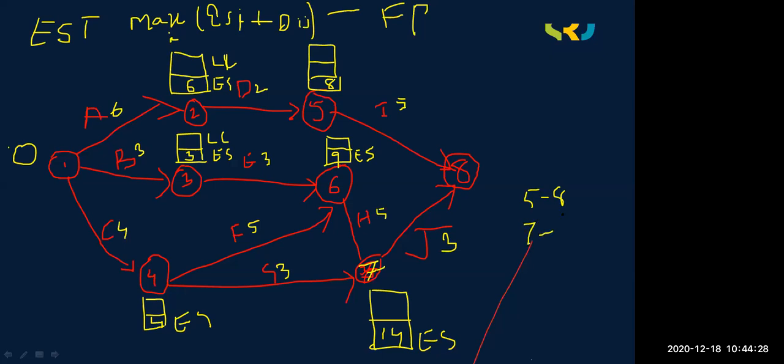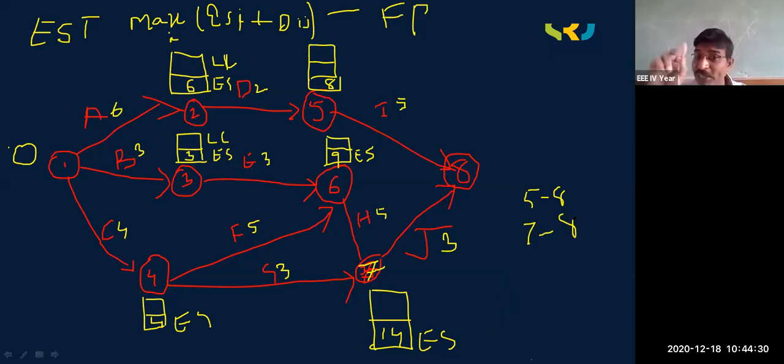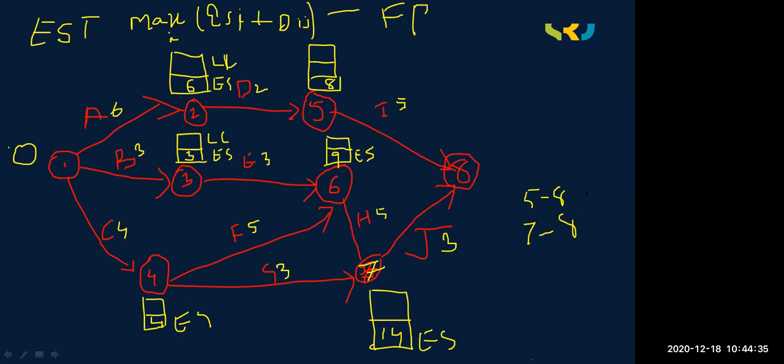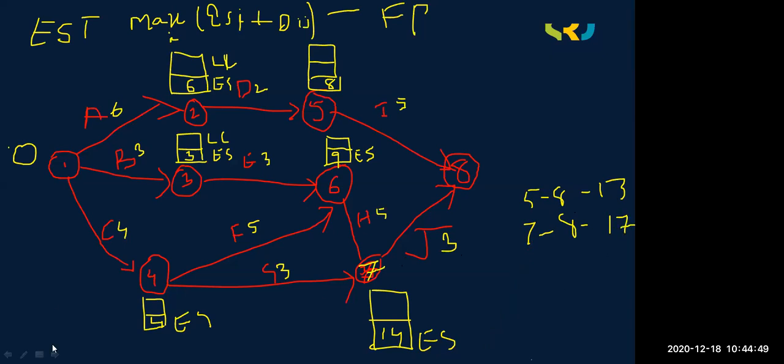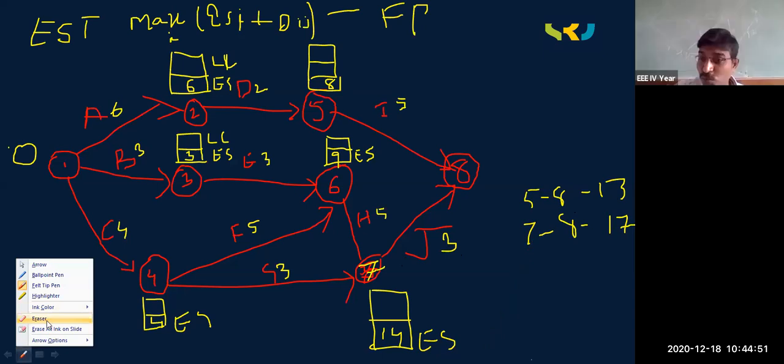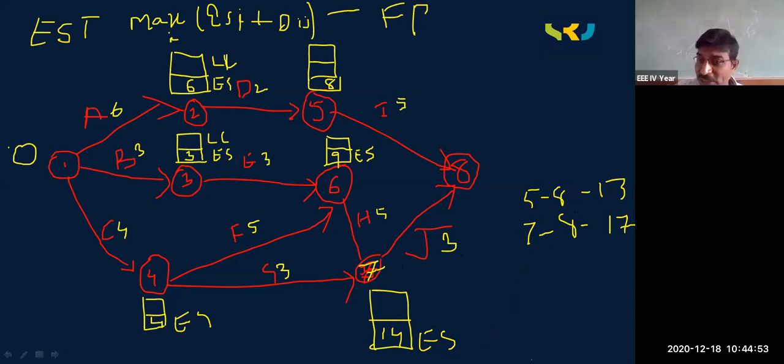If you see the 5 to 8 value, 8 plus 5, how much? 13. Next, 14 plus 3, how much? 17. So what is the maximum value we need to take? 17. And now very good, very easy. So now we completed the forward pass.